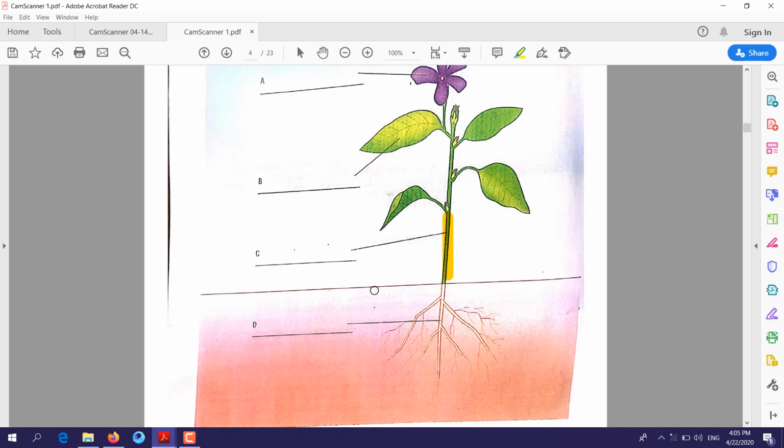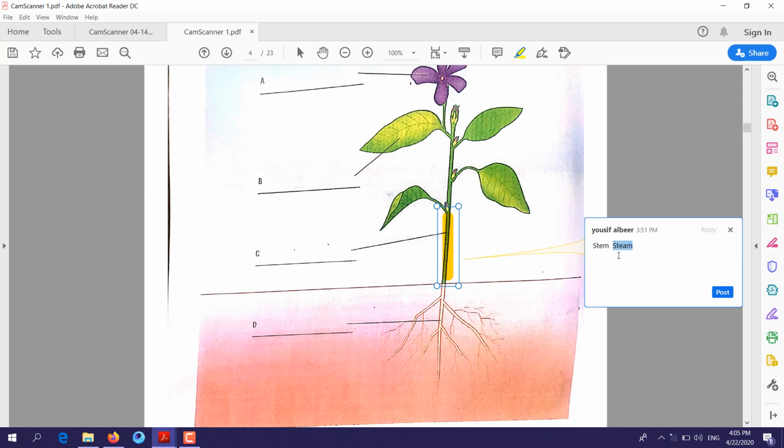One more thing. In the checkpoint, you should focus on your spelling. For example, stem. Many students, when they hear the name, it's stem, S-T-E-M. Some students, instead of stem, write steam. If you write steam in the checkpoint, it will be totally wrong. You will lose marks. So, focus on your spelling.